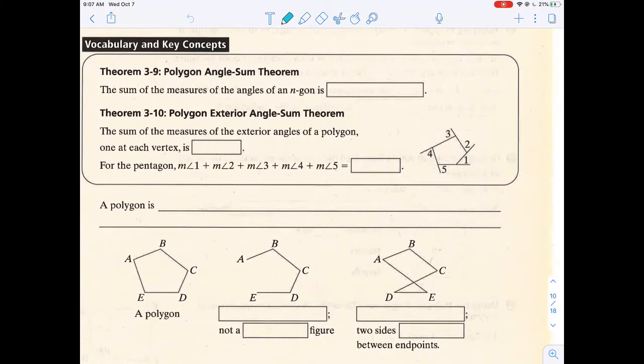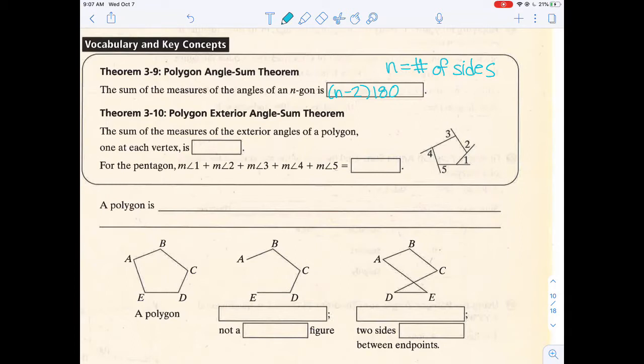Theorem 3.9 is the polygon angle sum theorem. We used the triangle angle sum theorem in a previous lesson. Now we're on the polygon angle sum theorem. The sum of the measures of the angles in an n-gon, n just means however many sides it has, that number goes there, is n minus 2 times 180. So n is just the number of sides on a polygon.